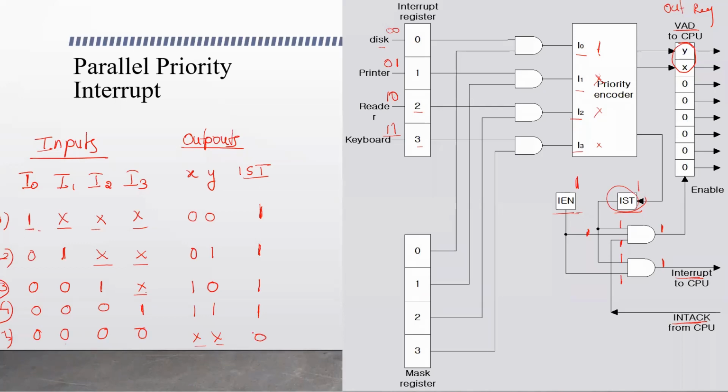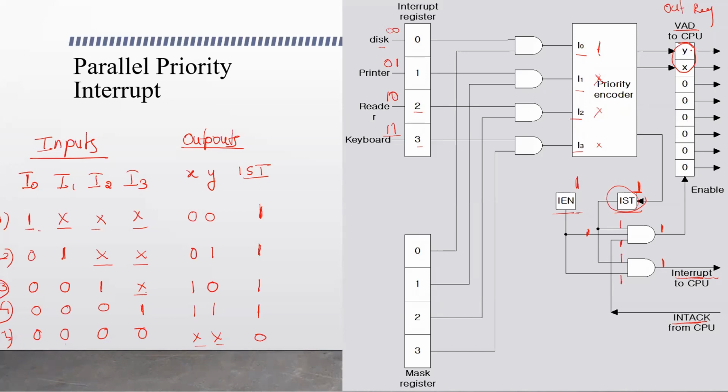CPU services the device that requested the interrupt, with the condition that IST is 1 and IEN is 1. Interrupt enable means interrupt is allowed. Interrupt should be allowed at that moment, and only then can it be serviced by CPU. And some device has requested the CPU to service, so IST will be 1. So when IEN is 1 and IST is 1, this interrupt signal is generated.